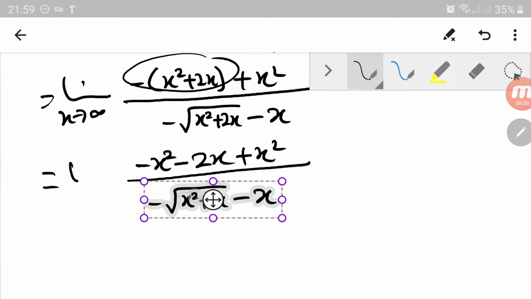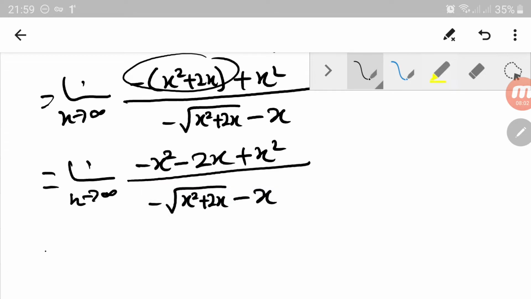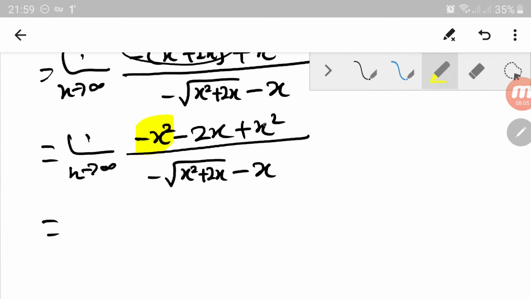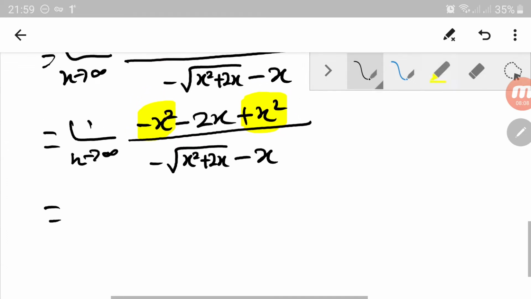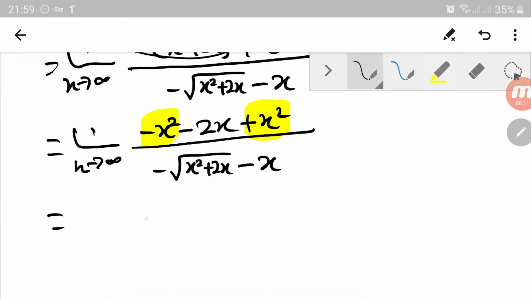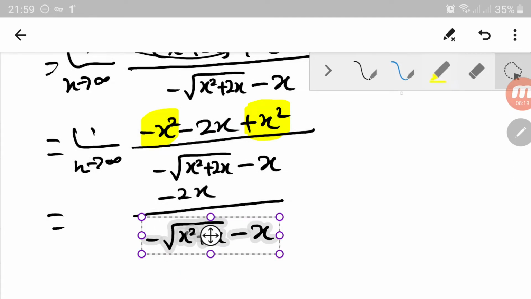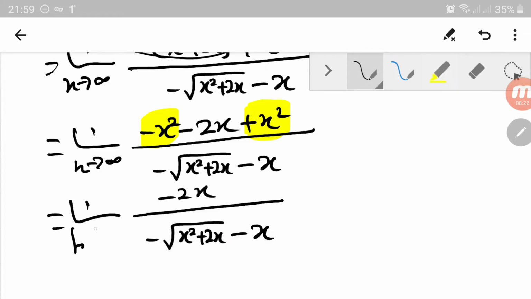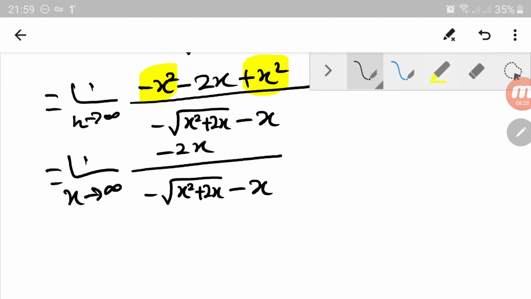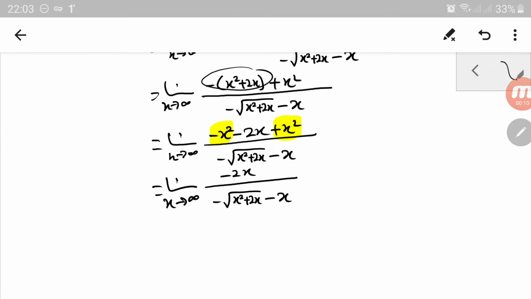Same thing also. Limit x approaching infinity. And then you see here this one and this one already negative become 0. What's left is minus 2x and then the whole lot down there. Limit x approaching infinity. If we direct substitute, what we will get is infinity over infinity.